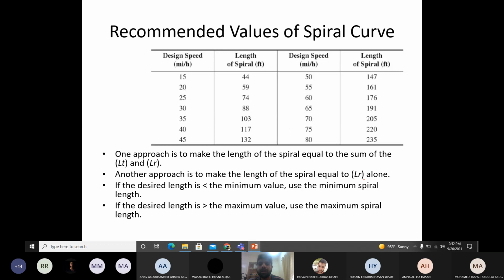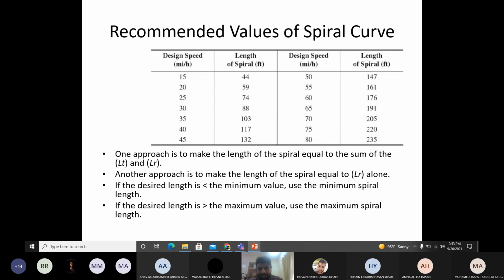Another approach is LSP can be equal to LR only, the superelevation runoff. So what do we select? There are three different ways in which you can select the value. Any of them which is within the range can be selected. If all three of them are in the range, it's your decision. Select any of them out of the three: the table, LT plus LR, or LR. Get the value from the table, or select LT plus LR, or select only LR.